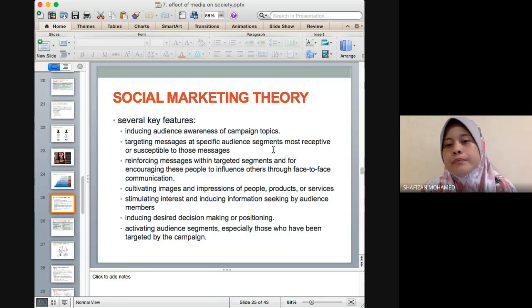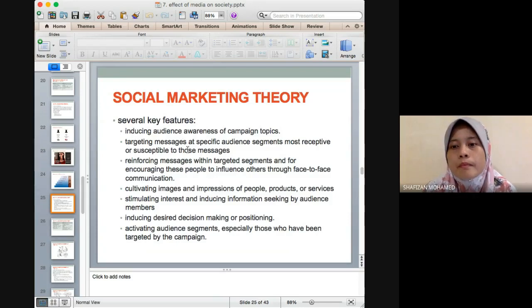All right. So the feature is, it induces audience awareness of campaign topics. Later on, if you are a PR student, for example, and usually when you do internship, later on, you will have to do some kind of campaign. So these are the theories that you can use, where you can induce audience awareness. What do we mean induce? That means you slowly create some kind of awareness, so that people know about whatever campaign you are doing.